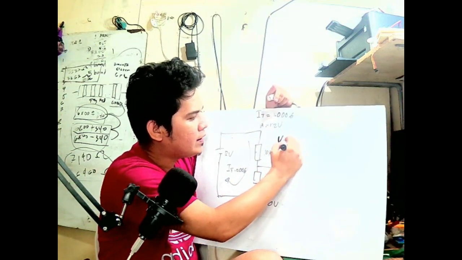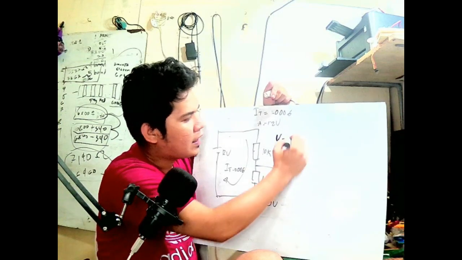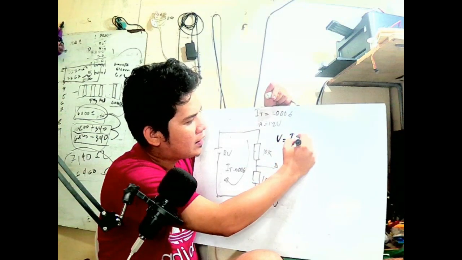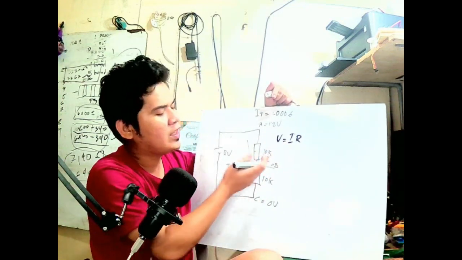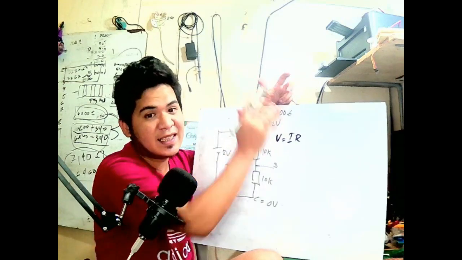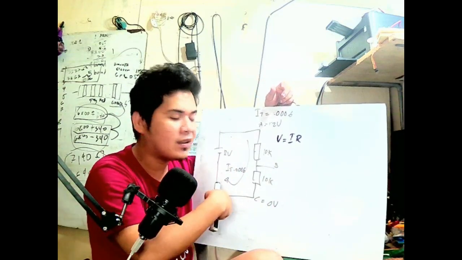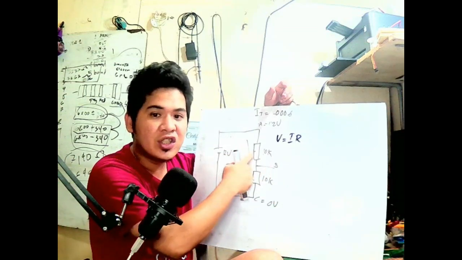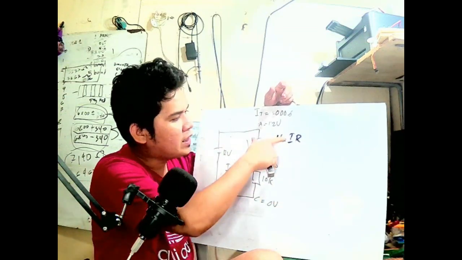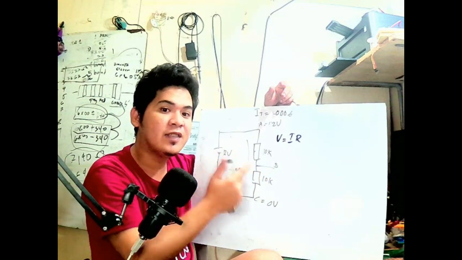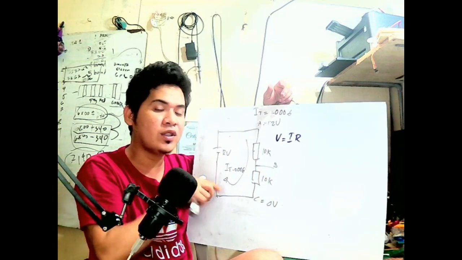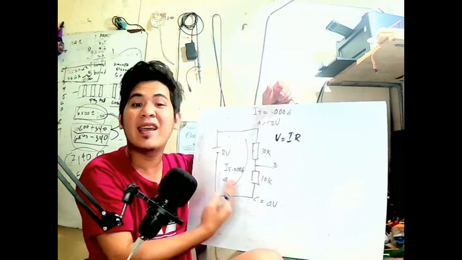We have V equals IR, or voltage is equal to current times resistance. We have a current and we have a resistance. We have a resistor and current. Okay? So makakuha natin yung voltage drop nito. Pero hindi siya positive. Since voltage drop it's opposed the flow of current, that's why negative siya.